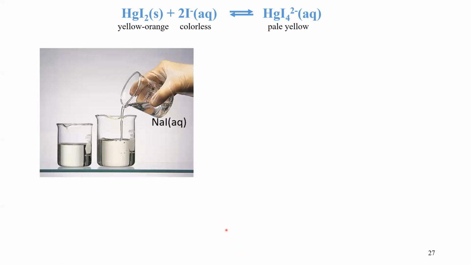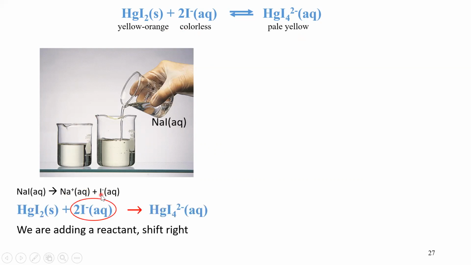Okay, let's say that we have our system at equilibrium, and we add some sodium iodide to that system. Well, the sodium iodide is an electrolyte. It would break up into sodium ions and iodide ions. Now, the sodium ions have nothing to do with this equilibrium. They're spectators. But the iodide does.